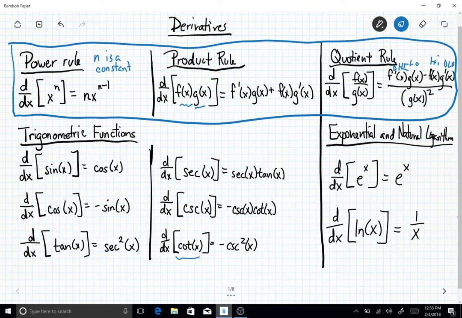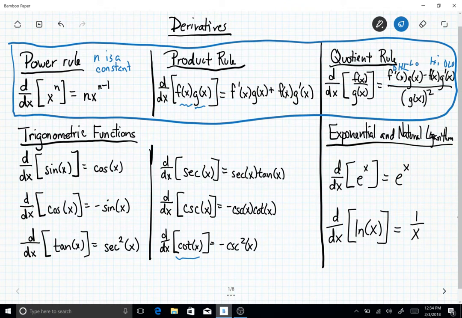And last but certainly not least, a couple you may or may not have seen, the exponential and natural logarithm. I should say exponential with base e. The derivative of e to the x, that's going to be the easiest one you've ever done, is just e to the x. Okay, so keep that in mind. It just spits an e to the x out.